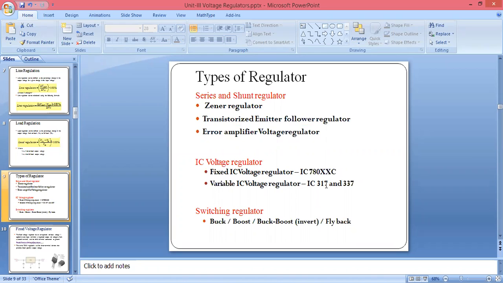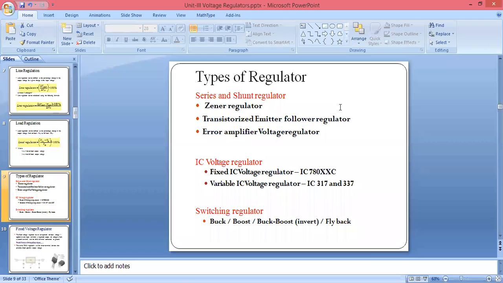Again, there is a switching regulator. It means if we are boosting, or bucking, or doing buck-boost, or we are inverting the input voltage, that time we can call that voltage regulator a switch regulator, or we can call that regulator a flyback. Here we have to see one by one.